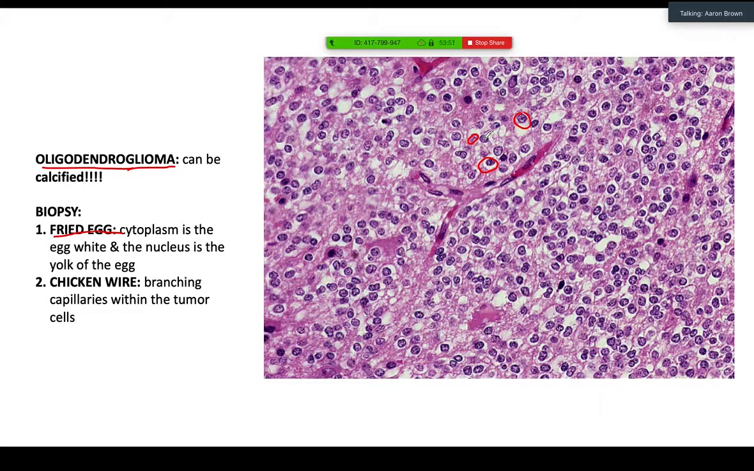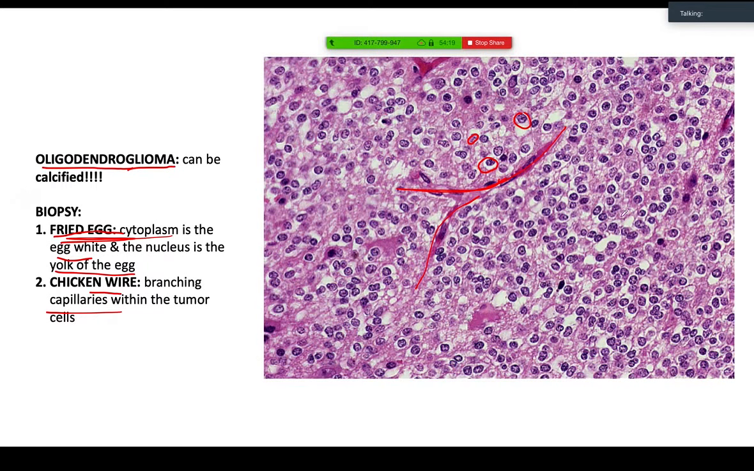This always reminds me of that and it helps me remember oligodendroglioma. The cytoplasm is the egg white, the nucleus is the yolk of the egg. You can kind of imagine how these look like fried eggs, right? Kind of makes you hungry a little bit. There's also this idea of chicken wire branching of capillaries, and so you can see sort of this branching of capillaries. I think that's a little bit harder to see. For me, the thing that always stands out is just this fried egg cytoplasm.